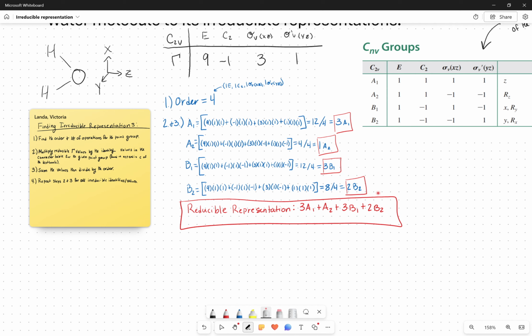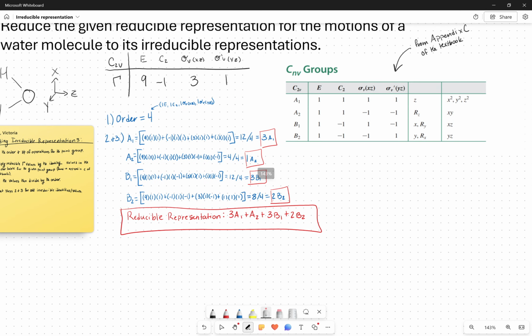So in order to write our reducible representation, we know that our reducible representation will be 3A1 plus 1A2 plus 3B1 plus 2B2. And this helps us going forward with determining different properties of the molecule.